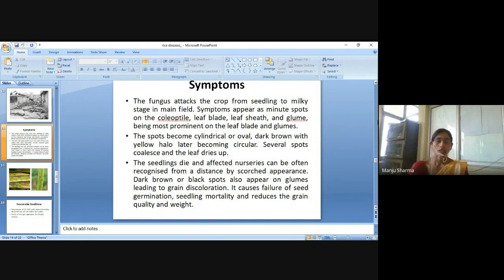The seedlings die, and affected nurseries can often be recognized from a distance by their stressed appearance. Dark brown or black spots also appear on glumes, leading to grain discoloration. It causes failure of seed germination, seedling mortality, and reduces grain quality and weight.